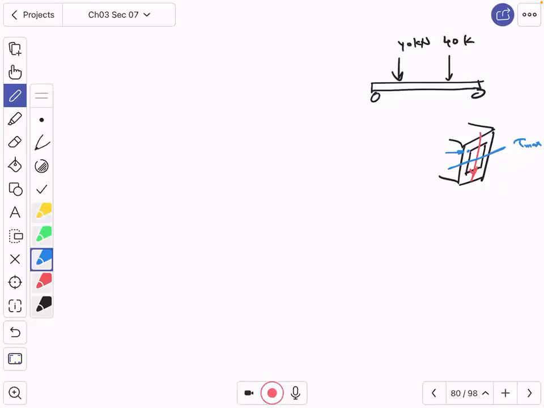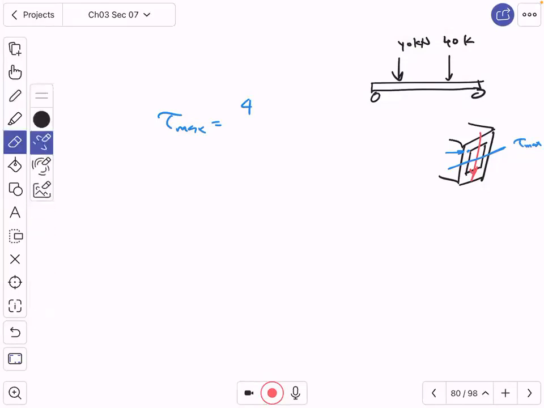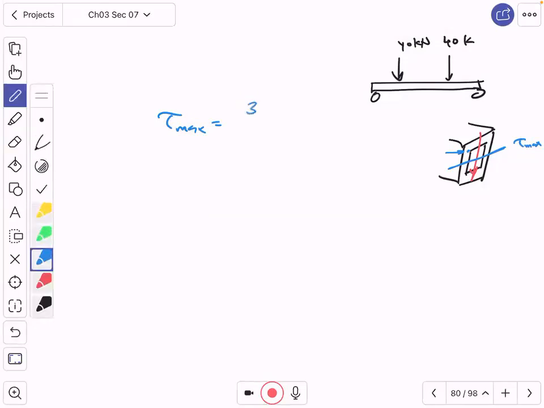I brought this problem to explain that if you go and find tau max, which equals 3/2 V over A, you should find the same answer. That's what I said, but the problem was actually brought to tell you that you will not find the same answer. The reason why is the following.